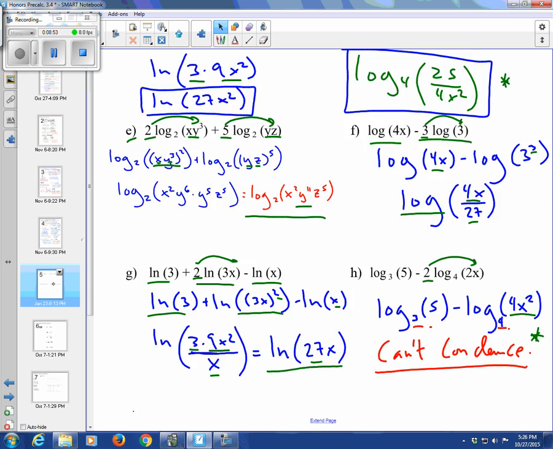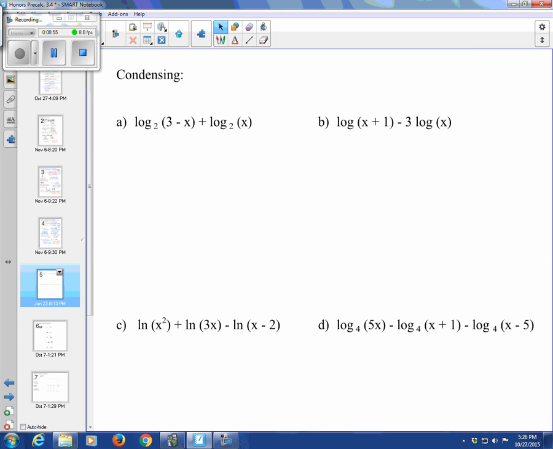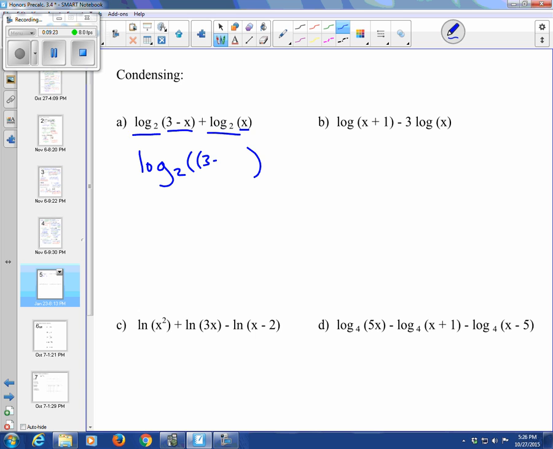Okay, so next page we are looking at condensing polynomial expressions with logarithms. Right here, this is again the same process that we saw, now in reverse. If we've got 2 logs of the same base and we're adding them, that means we can represent this as one logarithm with the 2 expressions inside being multiplied, since we've got 2 positive logs. So I could call this 3 minus x times x, and then simplify this to log base 2 of 3x minus x squared.